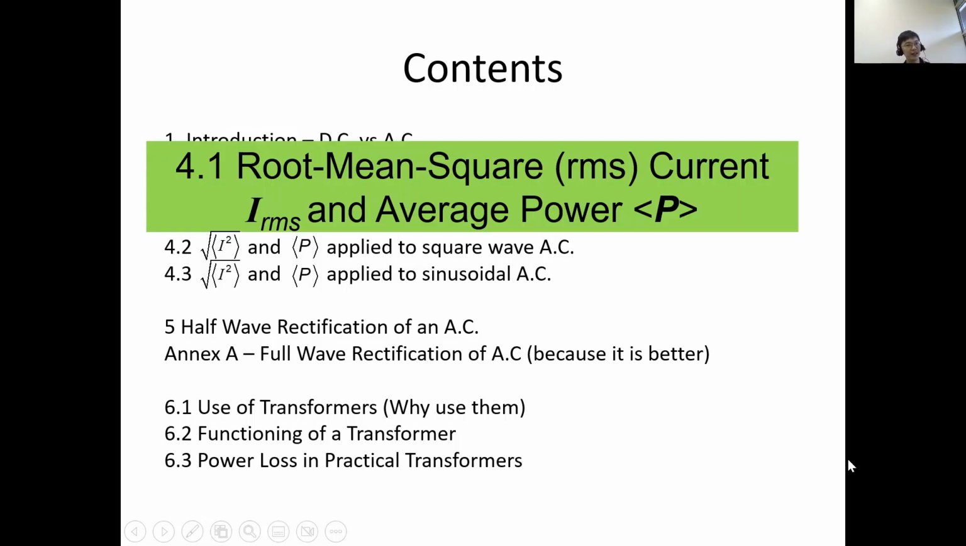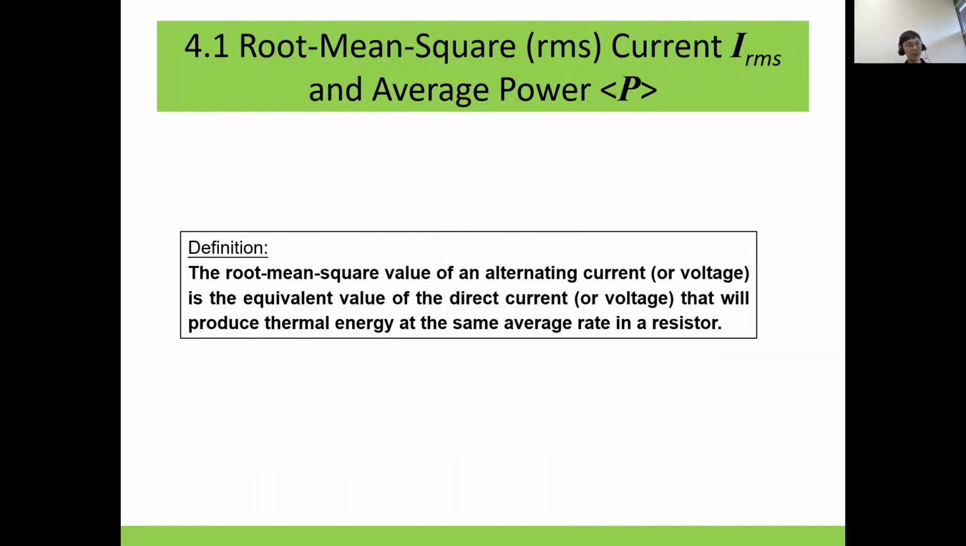Okay, now let's start with part 4.1. We're introducing to you the idea of root mean square current, Irms, and average power P. So let's start first with the definition of root mean square current.